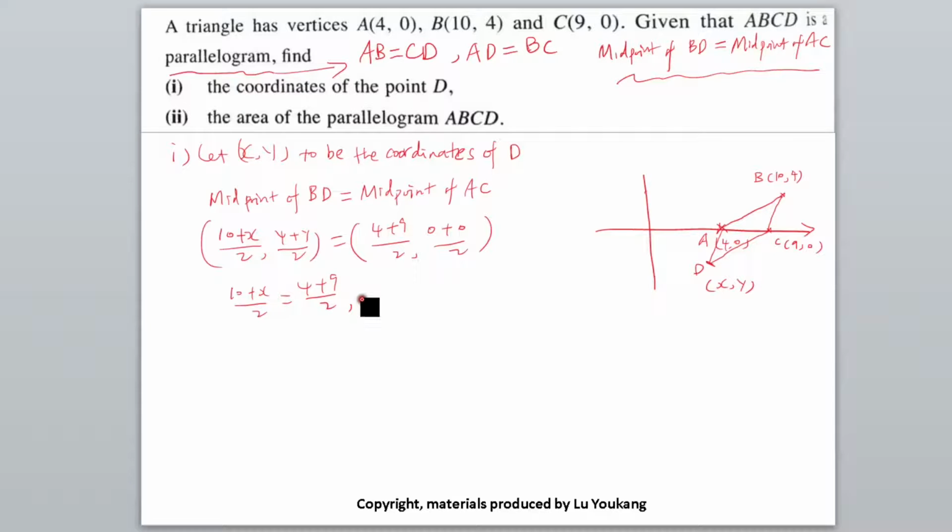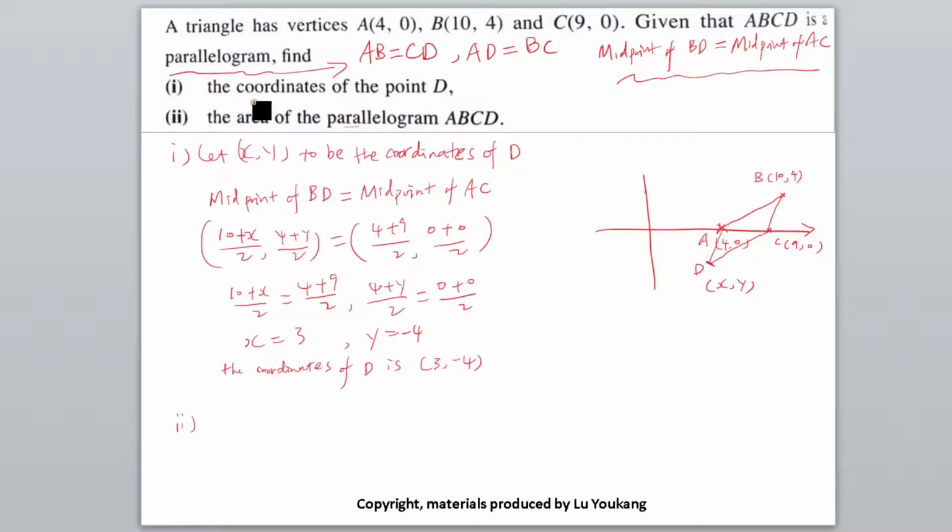So simply, we can compare the x term, and also we can compare the y term, and therefore we have two equations. So if you go ahead and solve it, you get x equals 3, y equals minus 4. Therefore, the coordinates of the point D is (3, minus 4). So remember, if you are given a parallelogram, the midpoint of the two diagonals, they are the same.